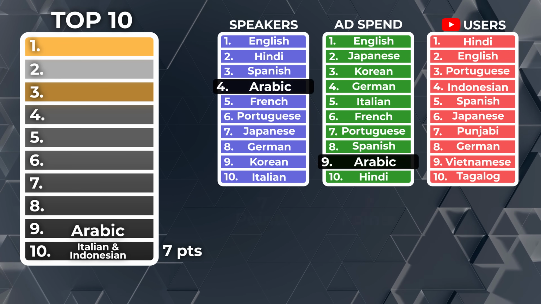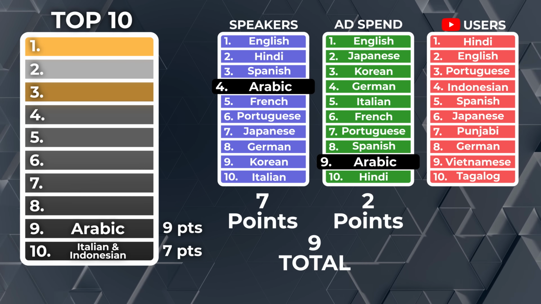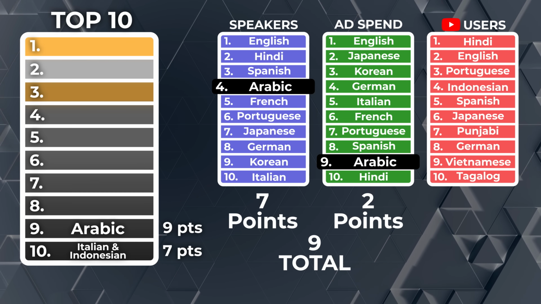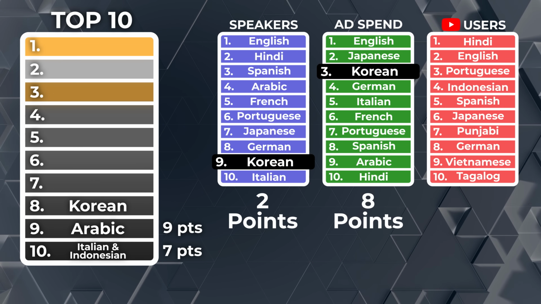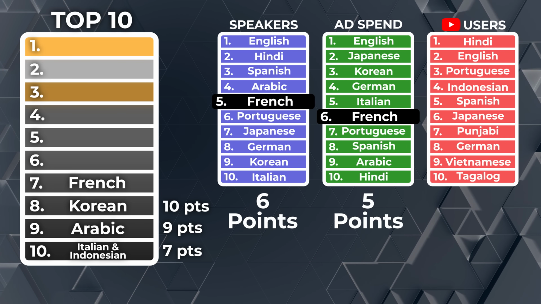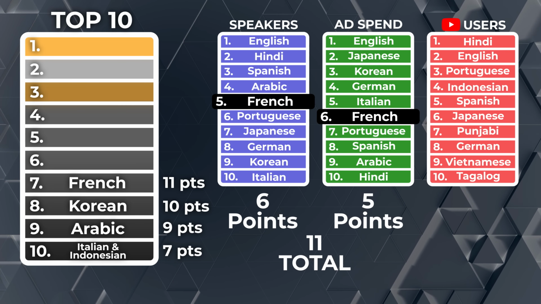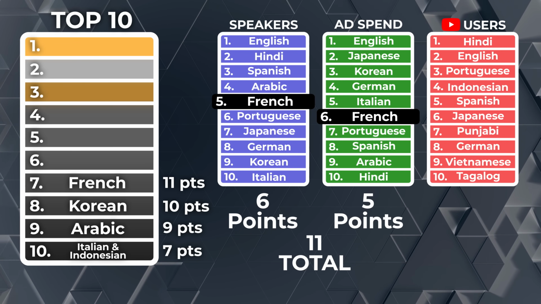In 9th place, we have Arabic. Although ad spend per person is lower than Italian, there are 6 times as many speakers of Arabic, which overcompensates for the lower ad spend. 8th place goes to Korean because it has a relatively small audience with a big ad spend per person. French takes 7th place because it's a truly global language and is spoken by 10% of the African population, which many would consider is an emerging market.